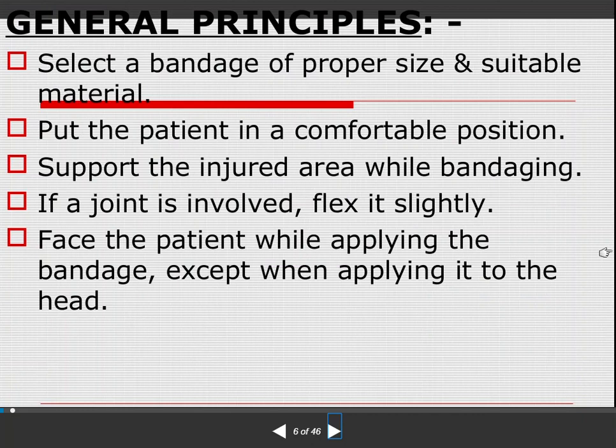Put the patient in a comfortable position, that is the principle of comfort that we maintain in each and every procedure.